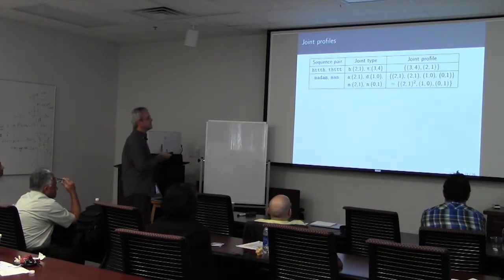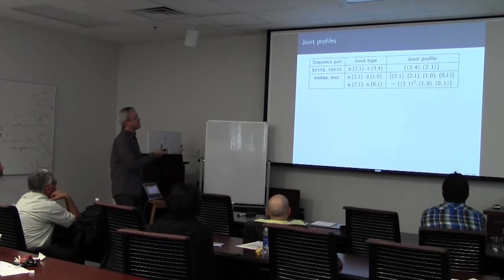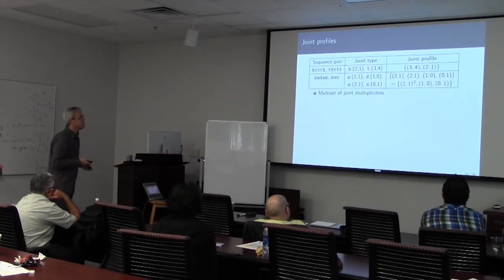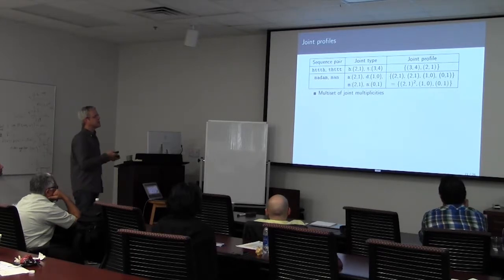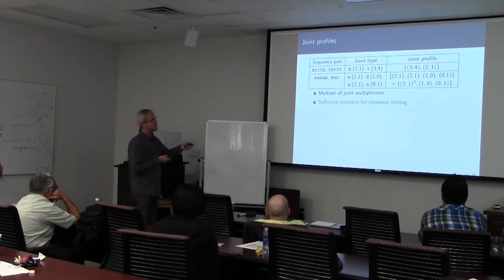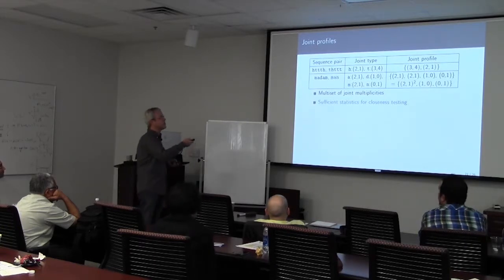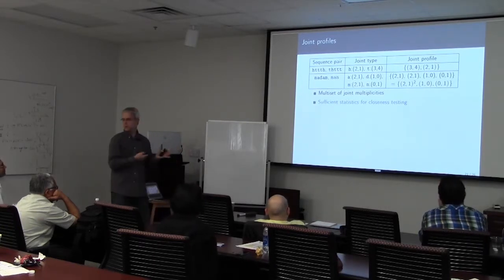Similarly, for madam and man, there'll be A that appeared twice on the left and once on the right, and so on. And so the profile is just a collection saying that there are 2 elements that appear twice on the left and once on the right. That's A and M, and so on. That's the joint profile. So we're looking at the multiset of joint multiplicities, and this is a sufficient statistic for closeness testing. You can see that if I give you this information, that's as much information as you have here. All you care is there's 1 element that appeared 3 times on the left, 4 times on the right, 1 element appeared twice, you don't care about the labels.